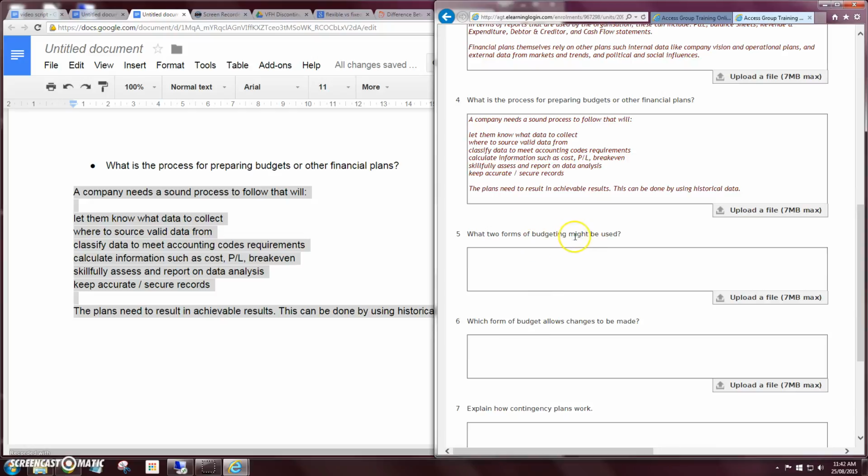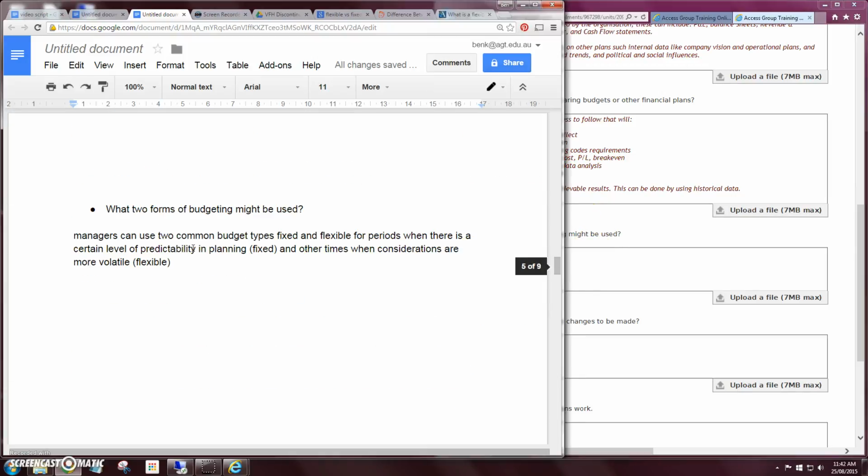What two forms of budgeting might be used? And I've already mentioned actually back here somewhere, I think, fixed and flexible budgeting. So that was a nice easy one for me to answer.